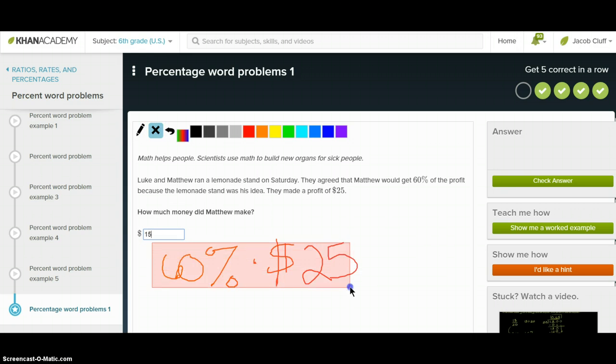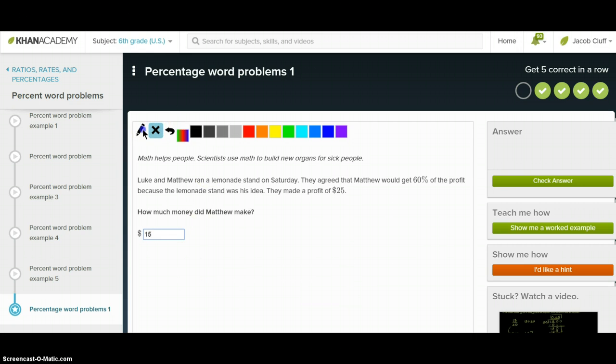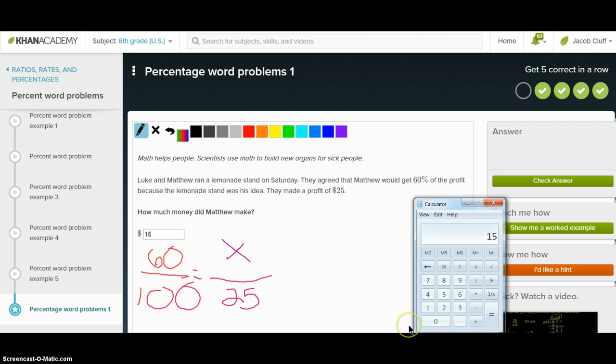And if you wanted to set it up as a ratio, we can do that too. So we would have 60 over 100 for the percent. And then the total profit made is $25. And so we're going to cross multiply and divide. So 60 times 25 equals 1500 divided by 100 equals 15.